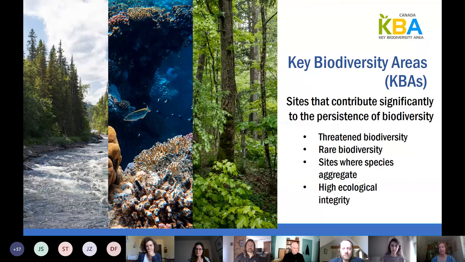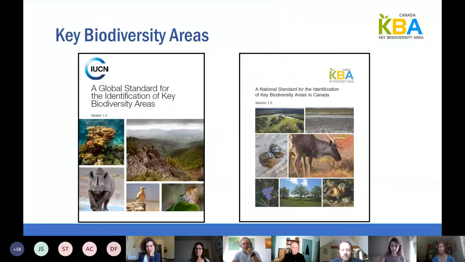It captures things like threatened biodiversity, both species and ecosystems, rare species and ecosystems, sites where species aggregate. So, for example, migratory stopovers or bat hibernacula or caribou calving grounds. So sites that are so important during a particular stage of the life cycle of a species, as well as sites of very high ecological integrity. And we'll be hearing about some of these sites today.